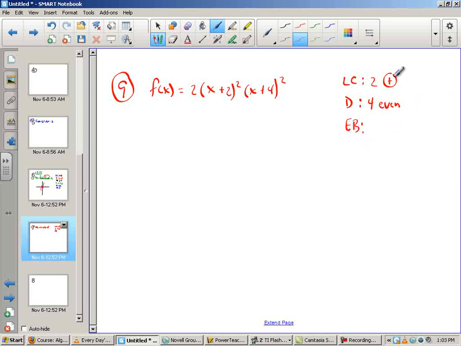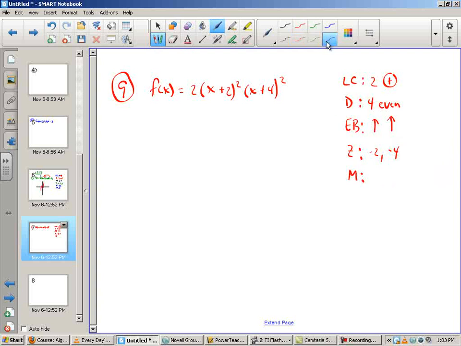That tells me that my end behavior, positive, tells me the right-hand side goes up. The fact that it's even tells me that, like a pair of socks, the arrows go together. Then I want to find the zeros. Well, in the first parenthesis, I have a negative 2. In the second parentheses, I'd have a negative 4.